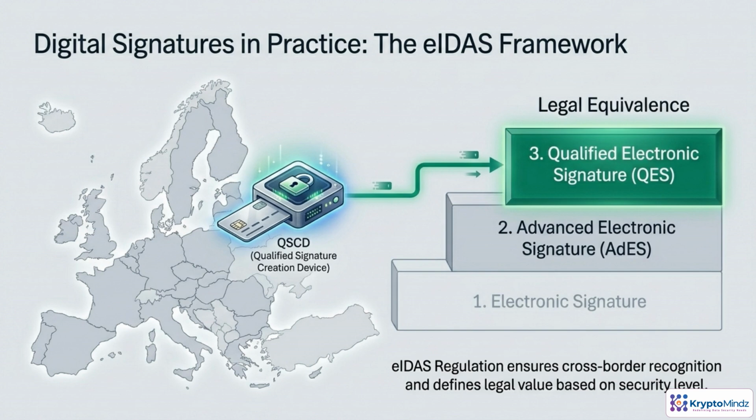eIDAS gives you a three-step ladder of trust for digital signatures. At the bottom is a basic electronic signature, almost anything that links a person to data, but with weak guarantees. Advanced electronic signatures add strong identity binding and integrity checks, so you can detect tampering and reliably know who signed. Qualified electronic signatures go further. Keys are held in a certified device under a supervised provider. Only at this top level does the signature gain full legal equivalence to a handwritten signature across the EU.